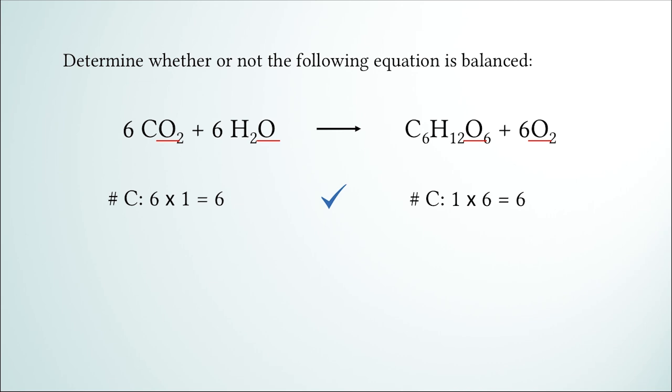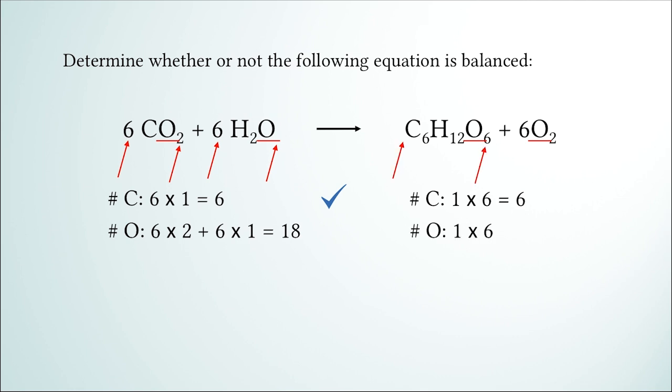Now oxygen. It is in both reactant molecules, so we have 6 molecules of CO2 times 2 oxygen atoms in each molecule, plus we have 6 molecules of H2O times 1 oxygen atom in each molecule for a total of 18 oxygen atoms. Now for the product side. Oxygen is in both products, so we have 1 molecule of glucose times 6 oxygen atoms in each molecule, plus we have 6 molecules of O2 times 2 oxygen atoms in each molecule for a total of 18 oxygen atoms. So we can say the reaction is balanced with respect to oxygen.